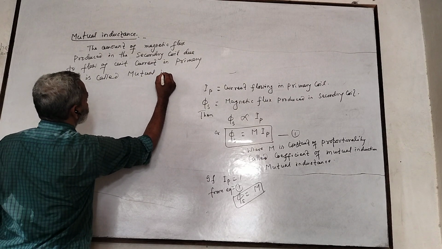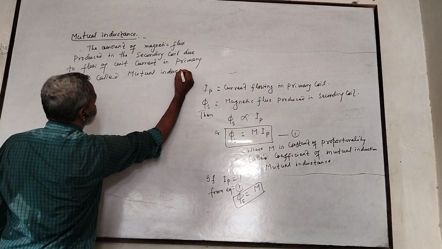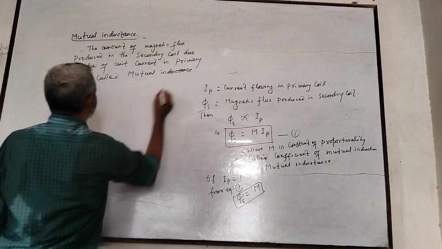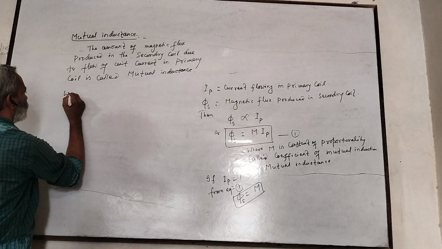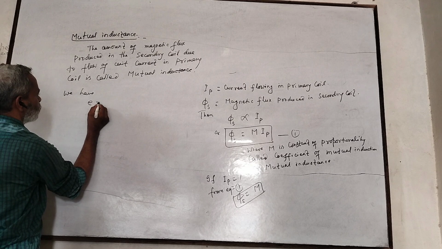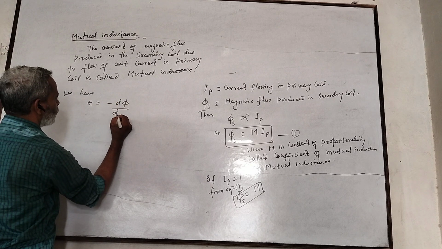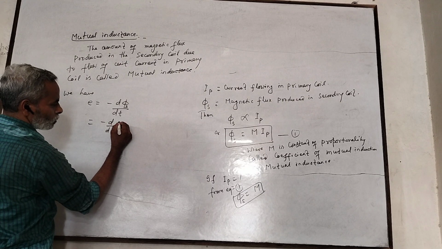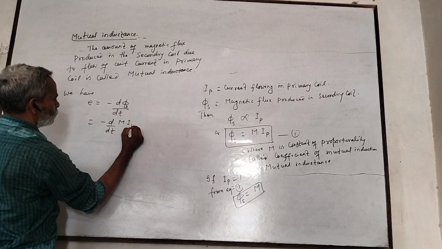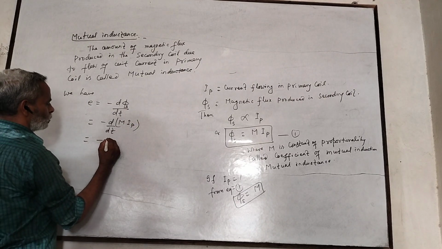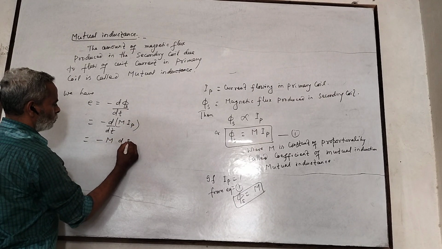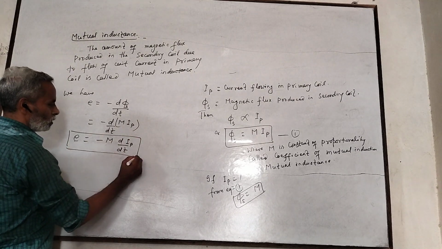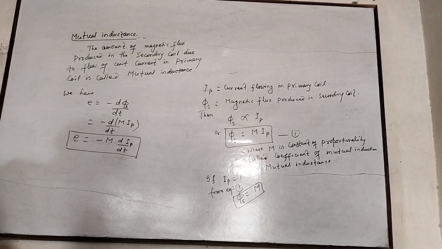We have E equals minus d phi S by dt, which is minus M d IP by dt. The SI unit and dimension of mutual inductance are the same as those of L, self-inductance.